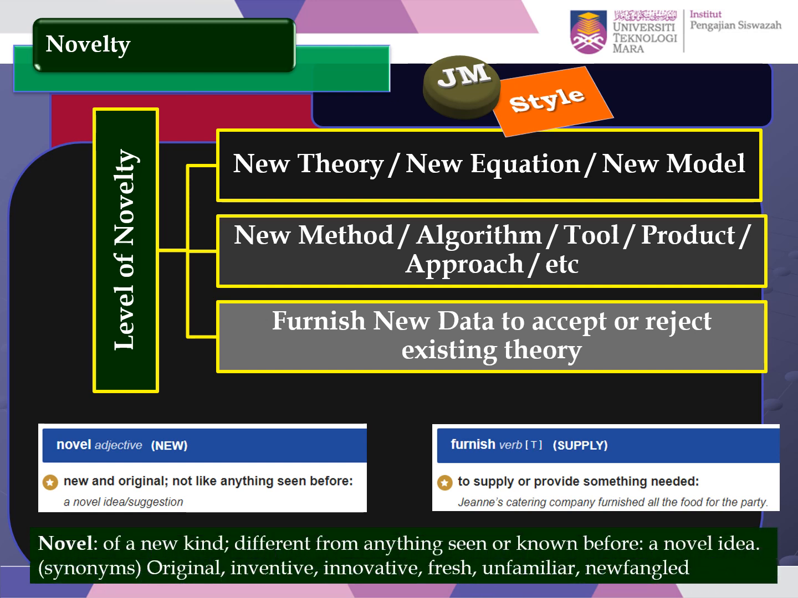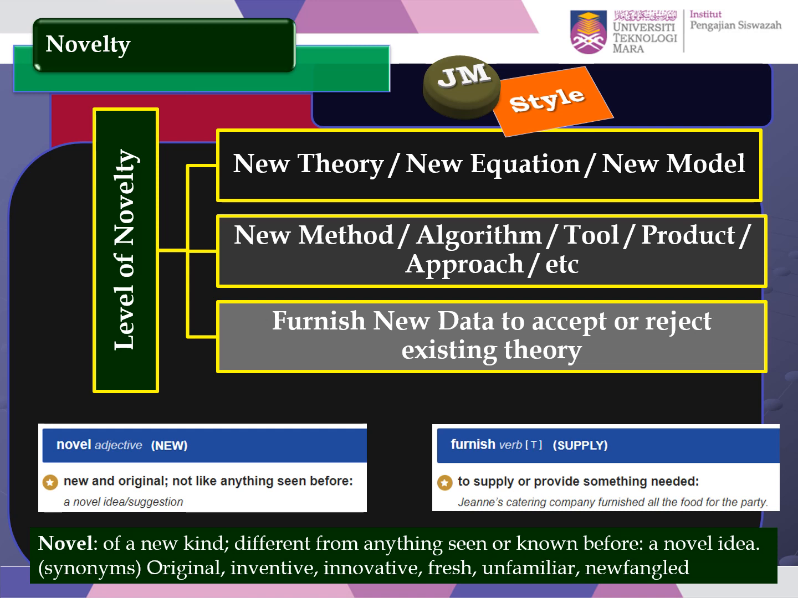Now, when you talk about novelty, we can highlight it into 3 levels of novelty. The first one is you come up with a new theory or new equation or a new model. That's the highest hierarchy of novelty. For example, you come up with Jamal's theory, or you come up with Newton's law. The second level of novelty is you come up with a new method or new algorithm, a new product, new materials. And the lowest level of novelty is you just furnish new data, new data to accept or reject existing theory.